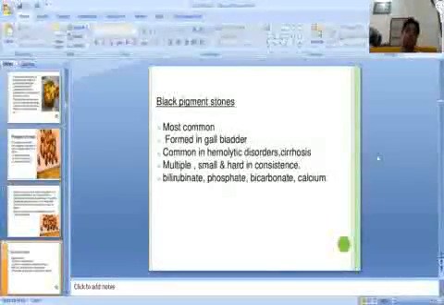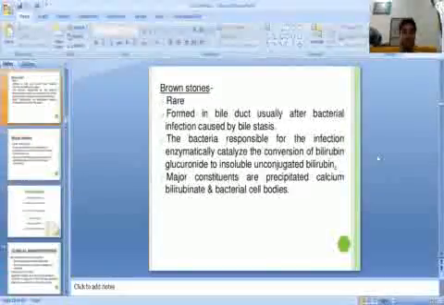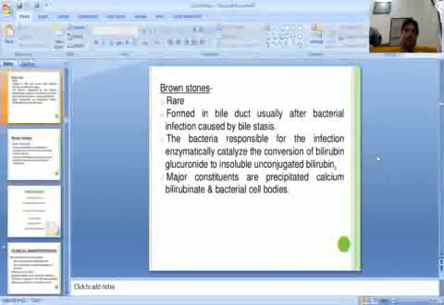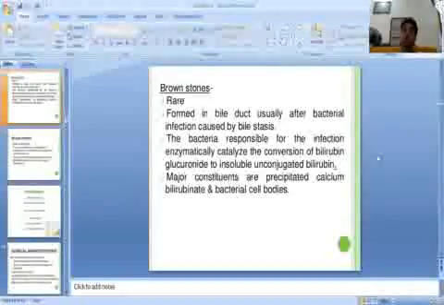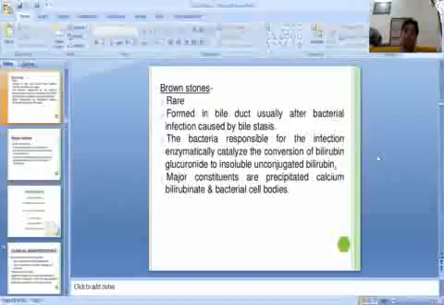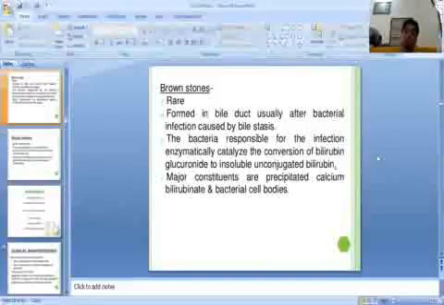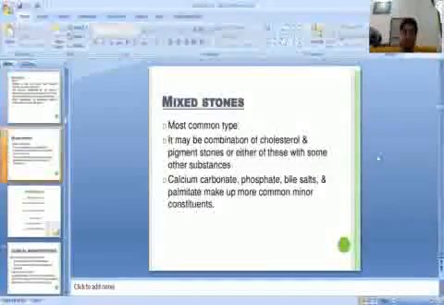Black pigmented stones are the most common, formed in the gallbladder, common in hemolytic disorder and cirrhosis; they are multiple, smaller, and hard in consistency. Constituents are bilirubinate, phosphate, bicarbonate, and calcium. Brown stones are rare, formed in bile ducts usually after bacterial infection caused by bile stasis. The bacteria responsible for the infection enzymatically catalyze the conversion of bilirubin glucuronide to insoluble unconjugated bilirubin. Major constituents are calcium, bilirubin, and bacterial cell bodies.